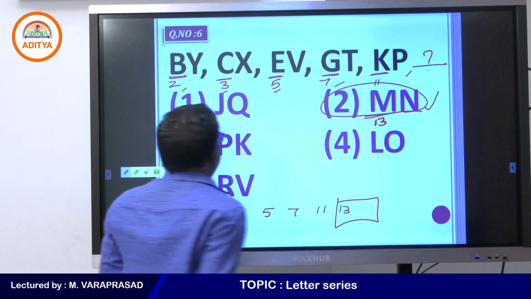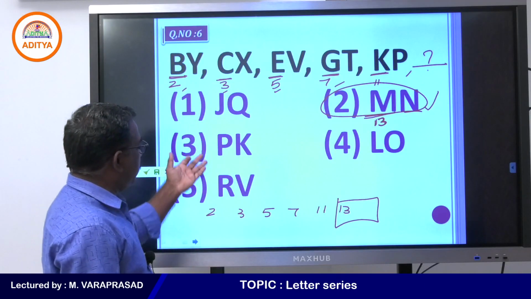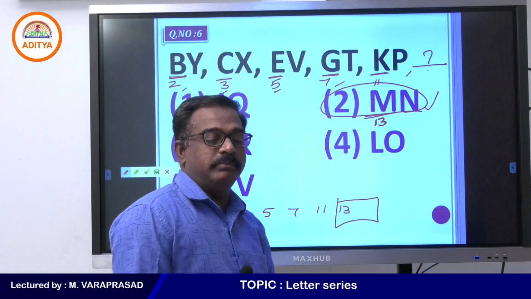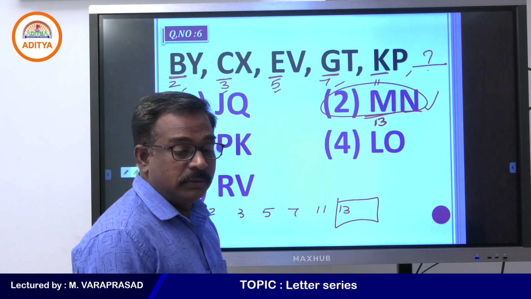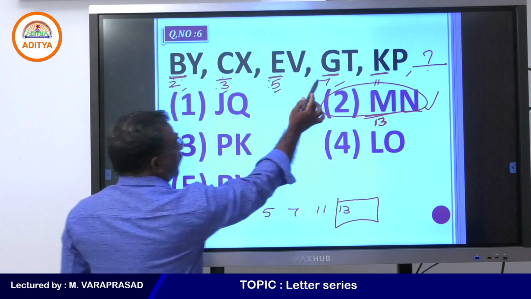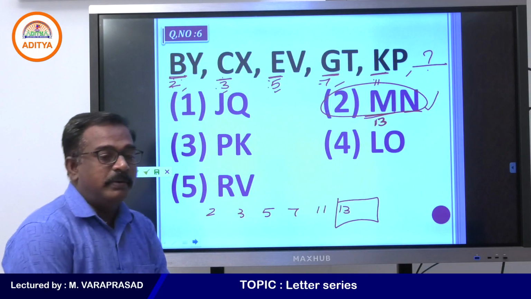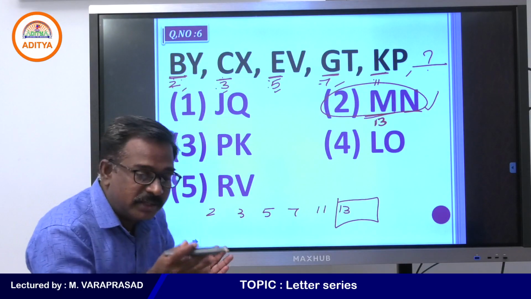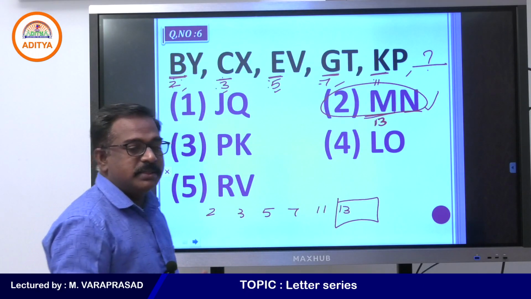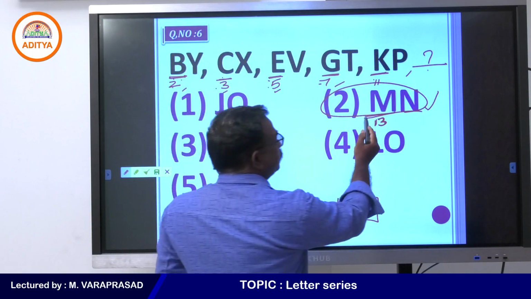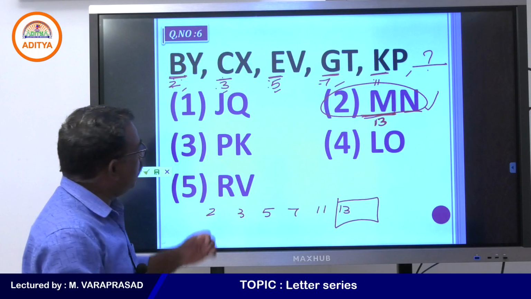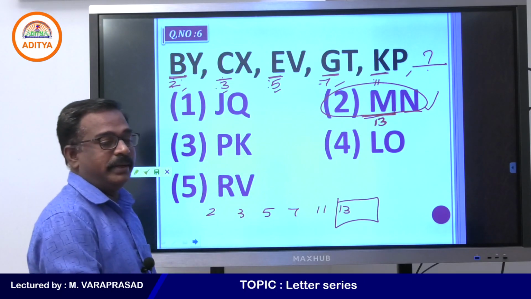MN is the correct option, because here J, P, R, L are all even numbers, not prime numbers, maybe composite numbers, but the first letters in the series are prime numbers. Now the answer starts from a prime number. Here in the options, only one option starts with a prime number, that is M. So the answer starts from M. Only one option is there, that is MN.